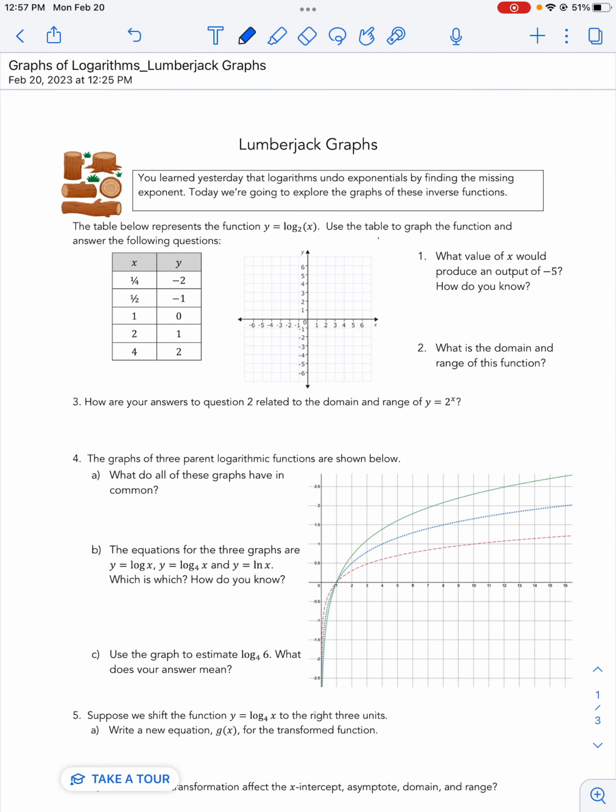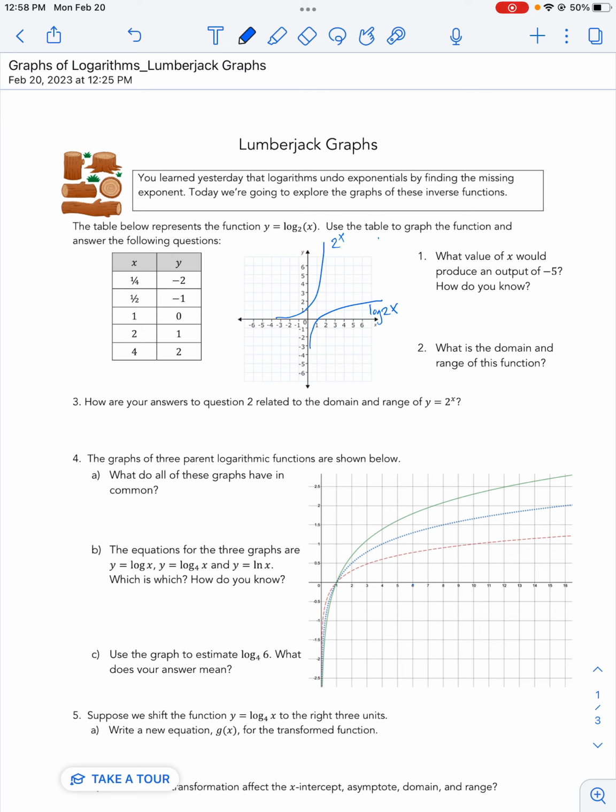I want to take a look at this table of values, and if you were to plot this table of values, you would get a function that looks something like this, more or less. What I want you to notice about this table of values is that it ends up being the inverse of this function. This is log base 2 x. And this, as you might have guessed, is 2 to the x.